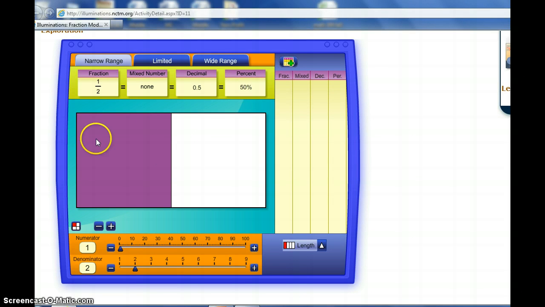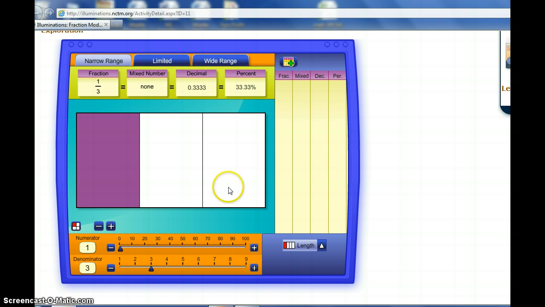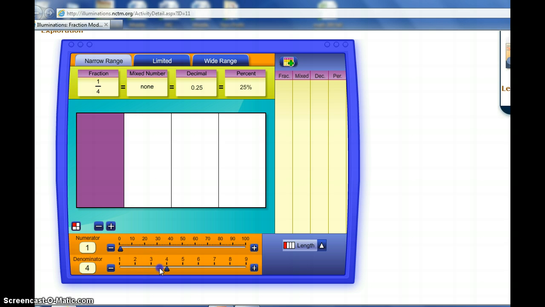So 1/2, this whole shaded part is 1/2. Well, when I make the denominator 3, now I have to divide it into 3 equal portions. So the part that's 1/3 is smaller than my original 1/2. Then when I divide it into 4 parts, I get the fraction 1/4, and the denominator is 4. And you can see 1/4 is smaller than what we had originally, the 1/2 and the 1/3. And you can keep going.